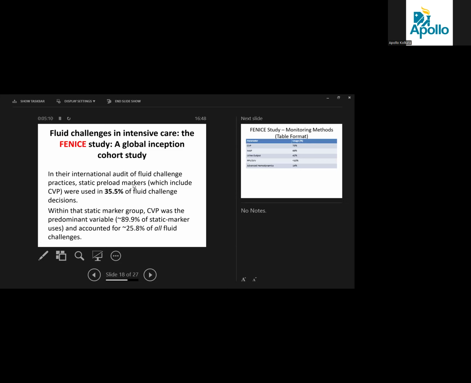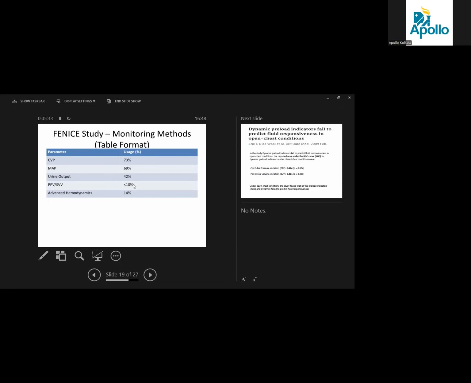Now, this is the FENICE study, which is a fluid challenge study. In this, there was an international audit of the fluid challenge practices, where static preload markers were used in 35.5% of the cases. Within the static marker group, CVP was the most predominant variable and accounted for 25.8% of all the fluid challenges. In the study, 73% of all the parameters were CVP, whereas pulse pressure variation or stroke volume variation were less than 10%.